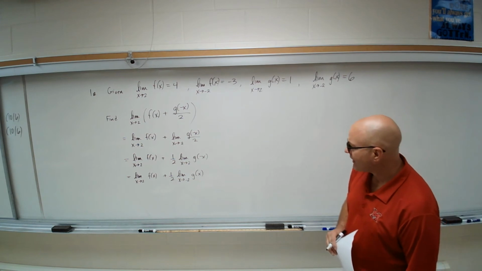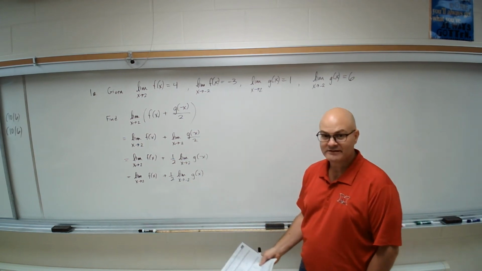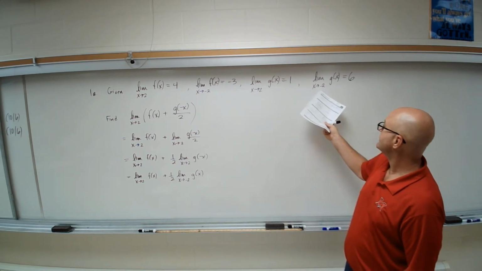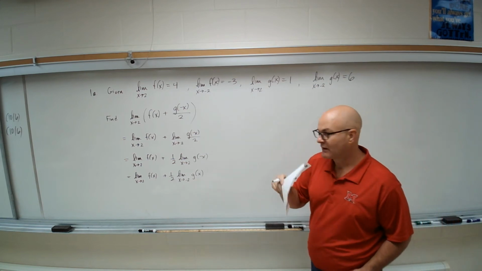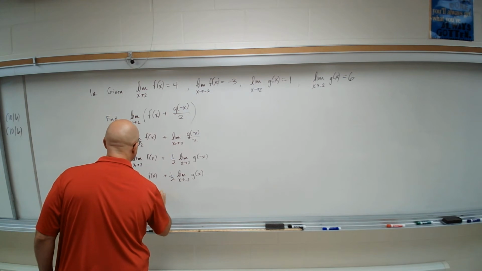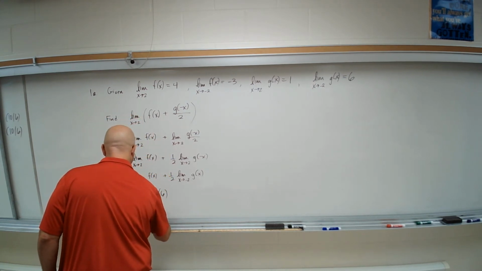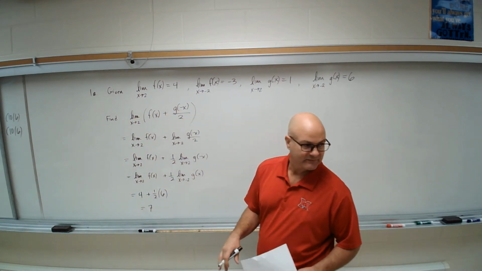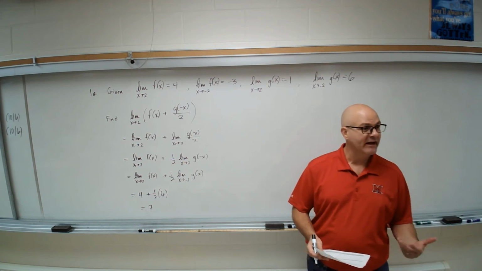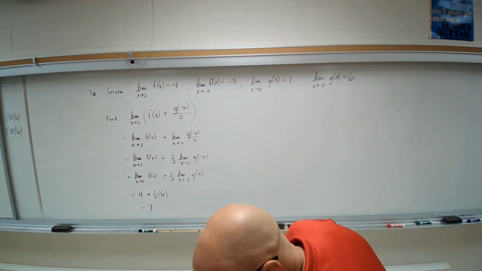So with this, can we plug in for all this stuff? We said that was 4. 1/2 is still 1/2. And then the limit as x approaches negative 2 of g of x is 6. So I think we can. So we're going to get 4 plus 1/2 times 6, and that gives us 7. And one way to know that's correct is the answer is written at the bottom of the page, and it says 7, so it makes us feel good.